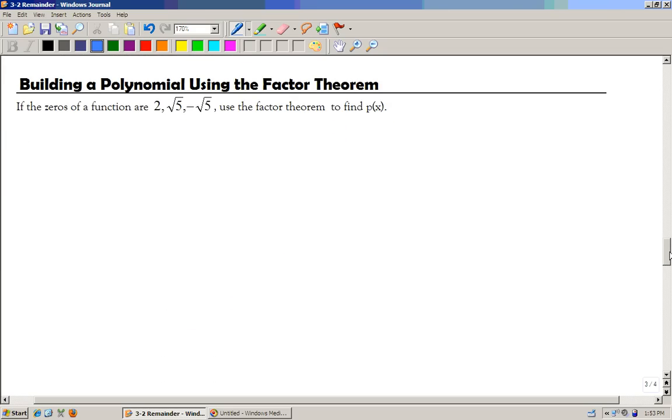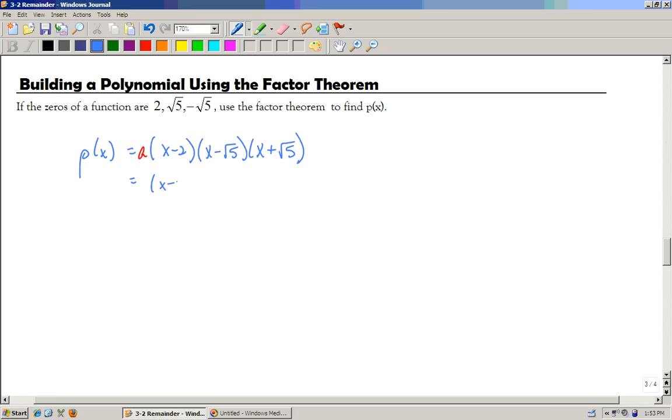We go down to building using the factor theorem. If these are zeros of the function, that means that when you put them into polynomial notation, each one of those would be a factor. So x minus 2 would be a factor, x minus square root of 5, and x minus a negative square root of 5, which is x plus square root of 5. Now this is just one example of a polynomial that would work. Obviously we could have an a value out here of anything. It could be 1, 2, 3. We're going to make our lives easier just by saying that that's 1.